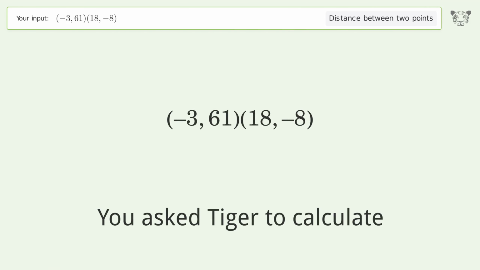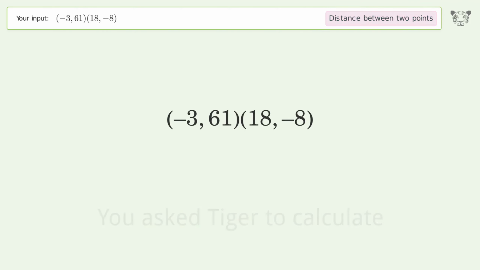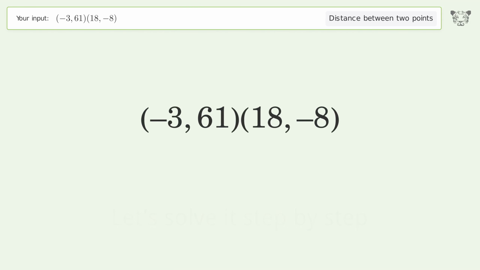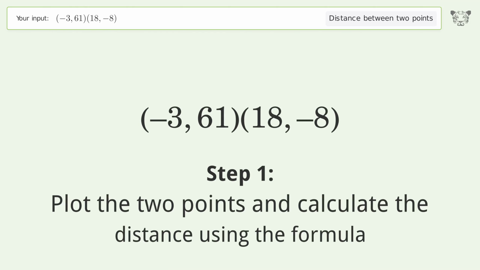You ask Tiger to calculate. This deals with the distance between 2 points. The distance between the 2 points is the square root of 5,202, or 72.125. Let's solve it step by step. Plot the 2 points and calculate the distance using the formula.